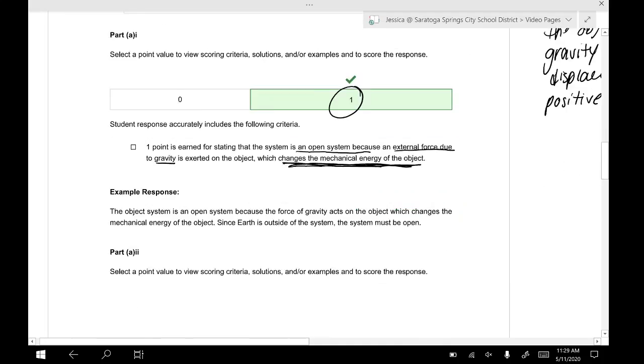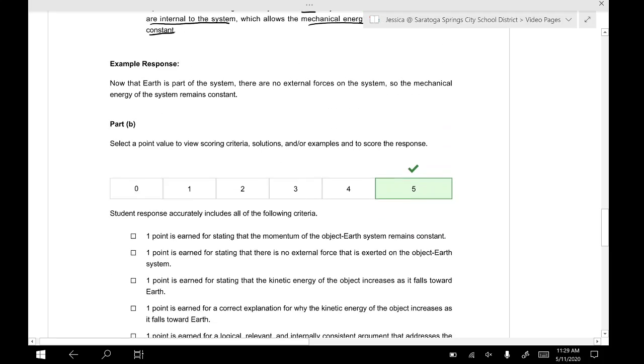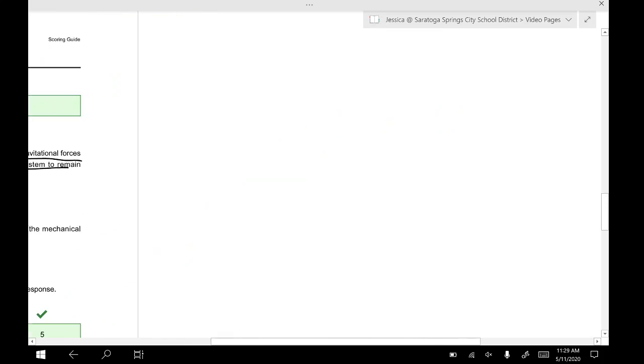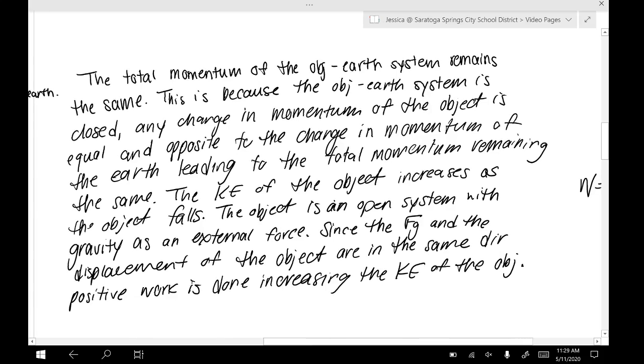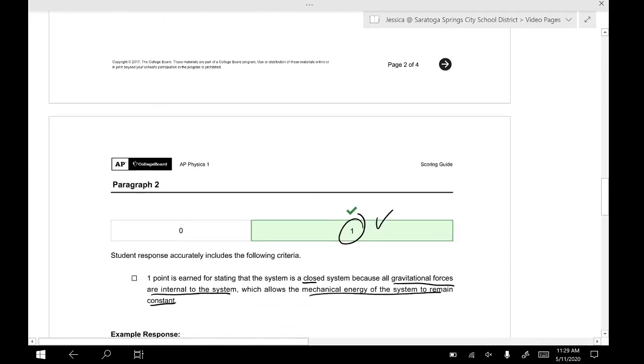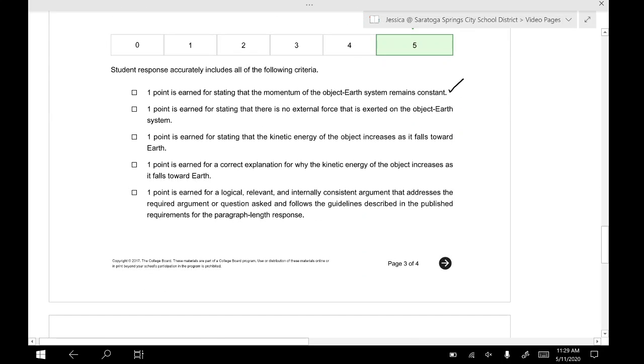Okay, awesome. Let's check the scoring guide for this. I get 1 point for stating that the momentum of the object Earth system remains constant. I did that. 1 point for saying that there's no external force. I didn't actually say that. Oop. Did I? Well, I said it was closed, which closed system assumes no external force. So I would say that they would give us points for this, especially since we explained in part A2 that a closed system has no external forces.